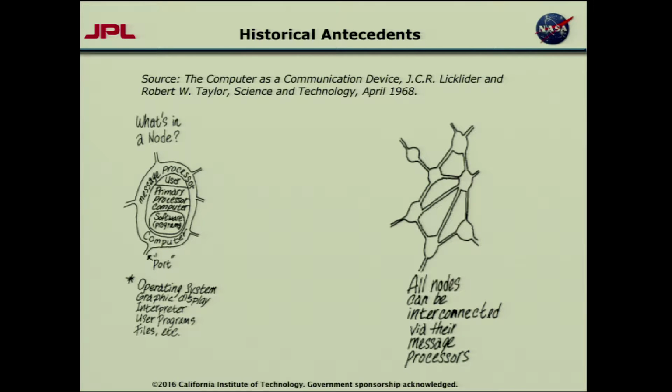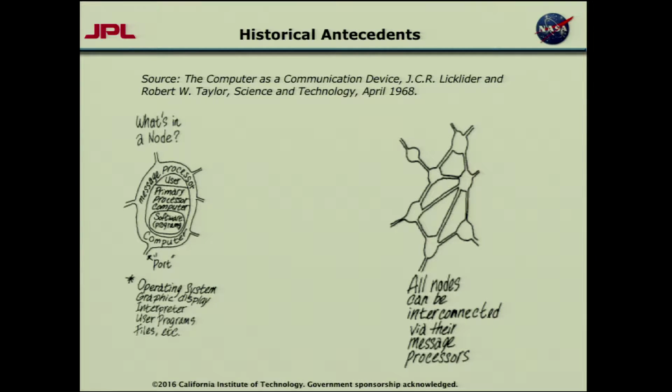Another is from Licklider's paper, and these are some of the graphics that are in his paper. It says, what is a node? And this is from 1968. He says, an operating system, graphical display, interpreter, user program. Sounds like Unix. This is 1960-something. So found it really interesting. All nodes can be interconnected via their message processor. So they came up with a concept of interface message processors, or IMPs.